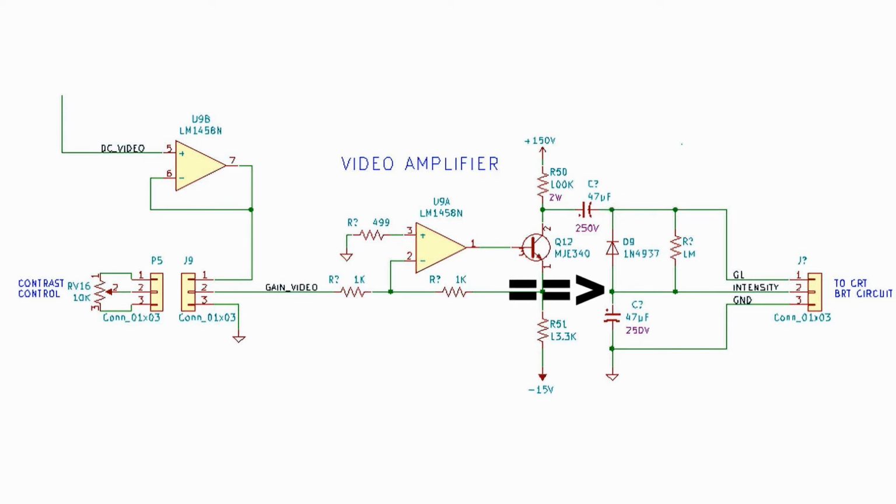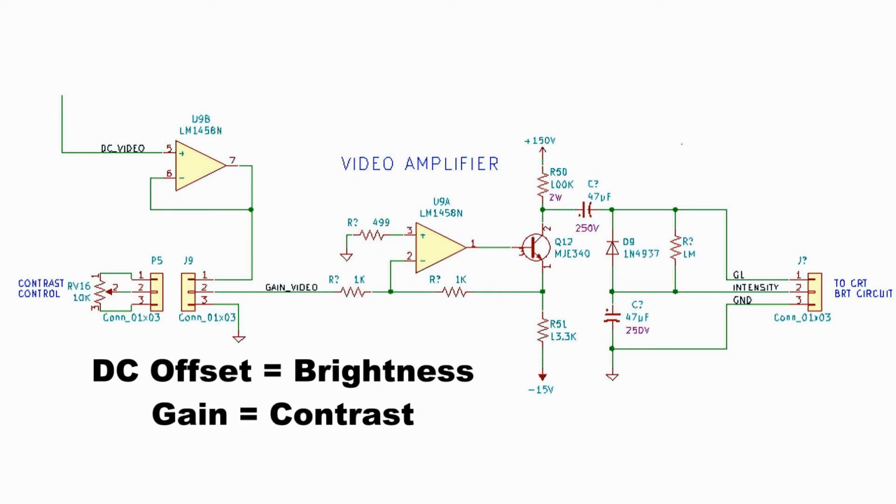So our intensity control affects the negative voltage of our amplified video signal. This sets the DC level for that signal, and we can alter that with the brightness control. The contrast control alters the amplitude of the amplified video signal going to G1. So we can control both the DC offset and the gain of that video signal going to G1. That is how this video amplifier works.